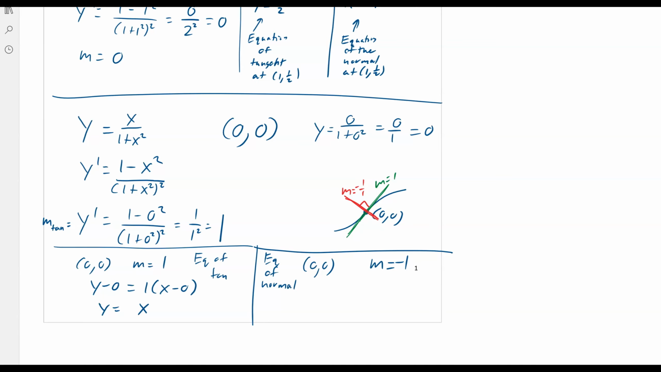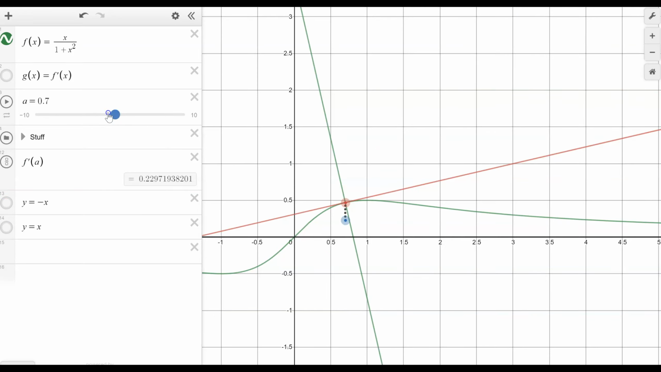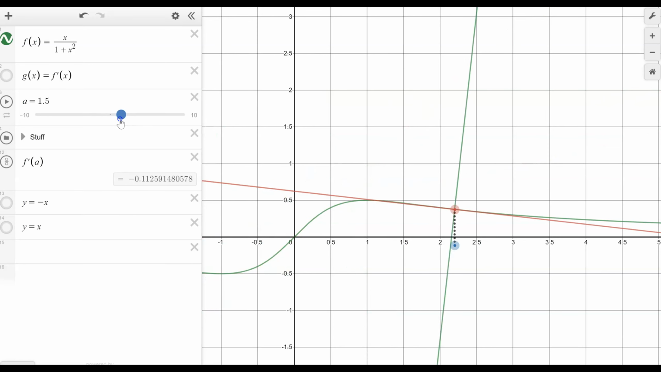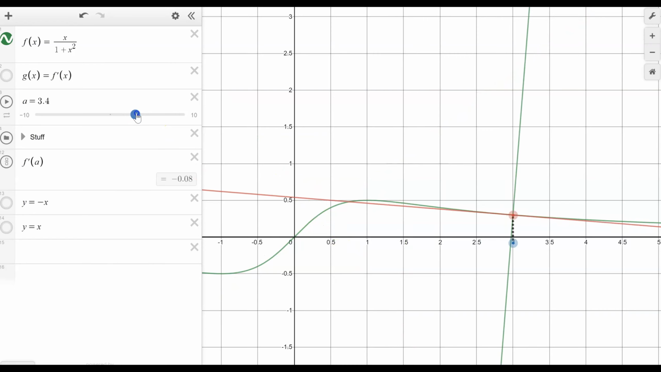And now we do the same exact thing. y minus 0 equals negative 1 times x minus 0. So we get y equals negative x. And so there is our tangent, and there is our normal. And so you can pick any point you want on the function, and you're going to get a normal line and a tangent. They're always perpendicular. So whatever you get for the slope of your tangent, just take the negative reciprocal, use the same exact point, and it'll give you the equation for the normal line.